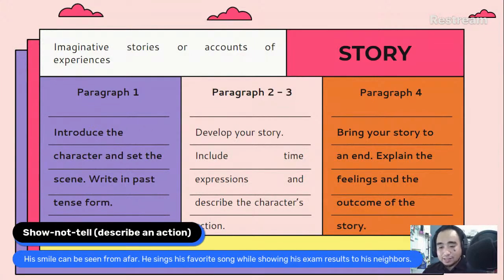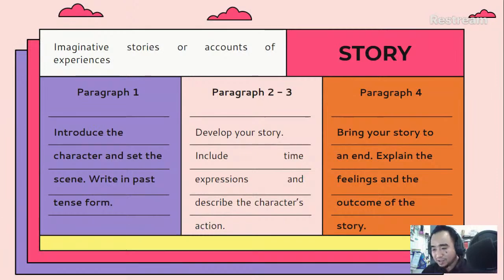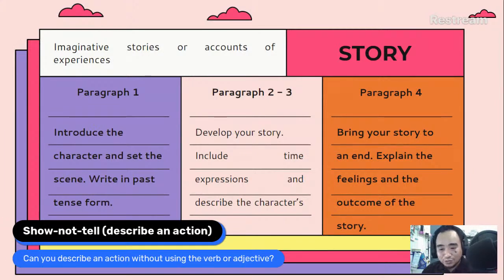Second example, his smile can be seen from afar. He sings his favorite song while showing his exam results to his neighbors. So, kalau gagal takkan ditunjuk-tunjuk dia punya result kan? So, he must be very happy so that he can show his results to everybody. So, we don't use the word happy, but we can interpret that this person is happy. So, can you spend some time to describe an action without using the verb or adjective? Okay.